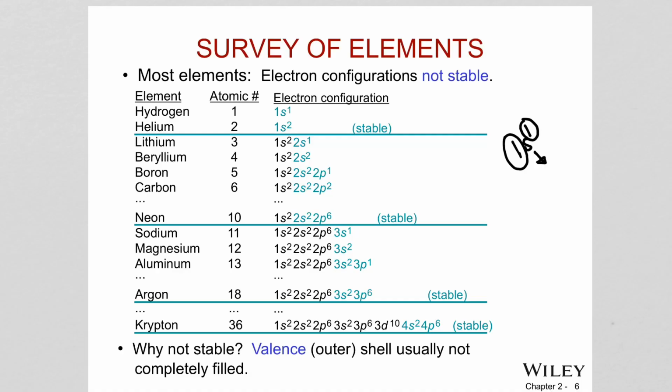For an atom to be stable, meaning not willing to participate in a reaction or bonding, the outer shell must be completely filled, and usually these are noble gases like helium, neon, argon, krypton, right? The outermost shell, the valence shell, is completely filled in these atoms, but in the rest it is not filled, so they are not stable, meaning they can participate in reactions or take part in bonding.